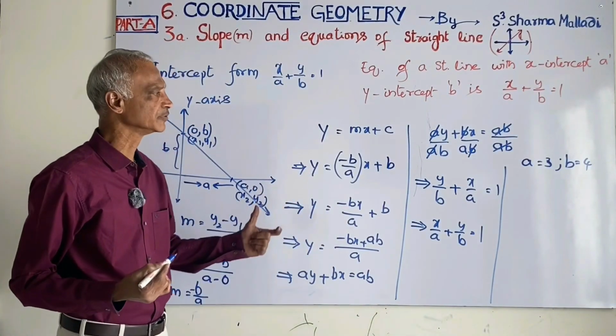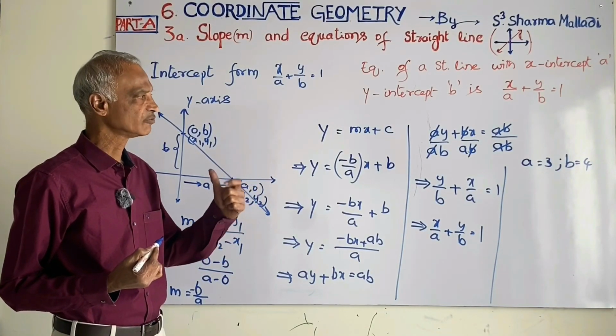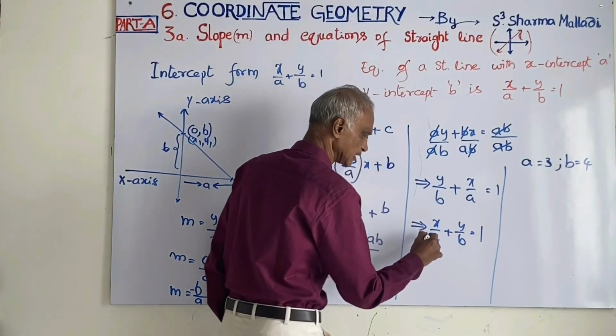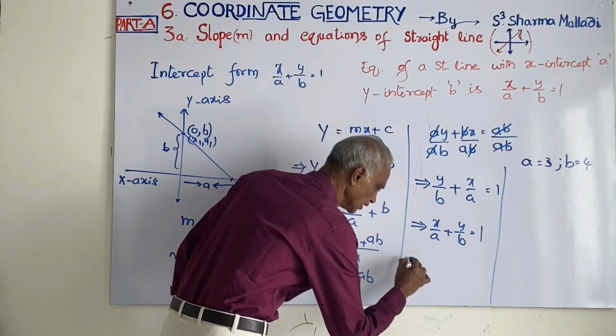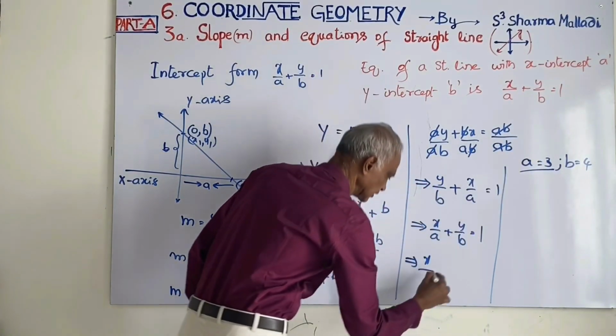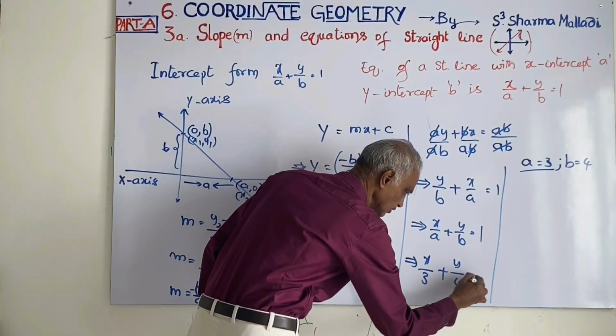One example I will give. Find the equation of a straight line with x-intercept 3 and y-intercept 4. Write the equation of a straight line: x by a plus y by b is equal to 1. This implies x by a, where the x-intercept is 3, plus y by b, where the y-intercept is 4, is equal to 1.